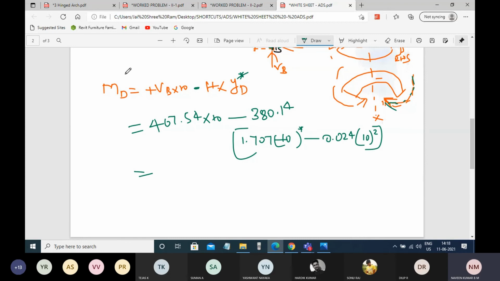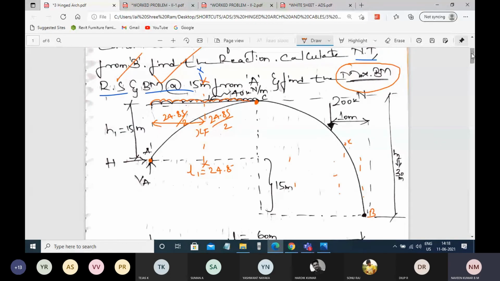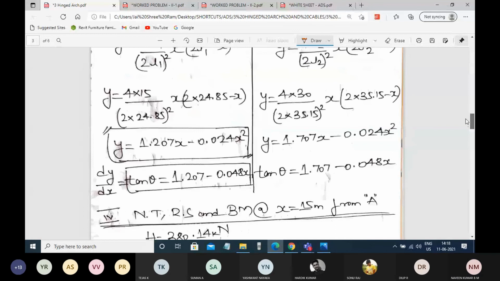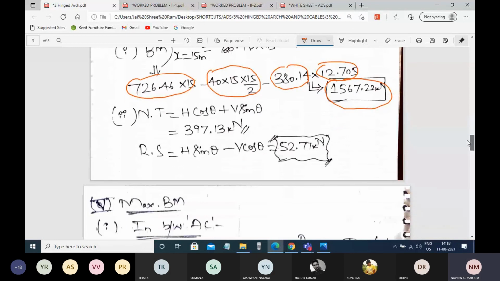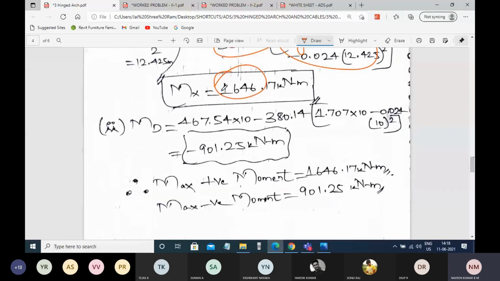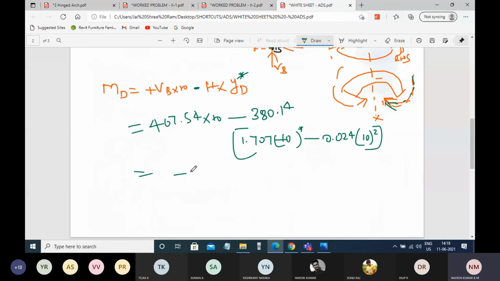Okay. So if you just try to substitute, let me check over here. It is same. So VB is considered and H is considered, and the same equation is considered. It is YD. Understood? You will get this moment. So that is equal to 901.25 kilonewton meter.